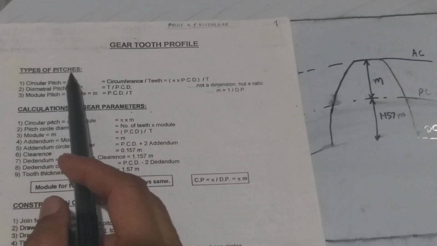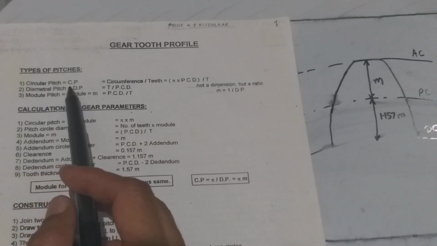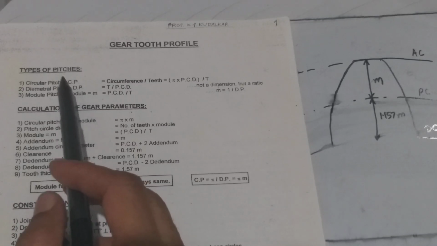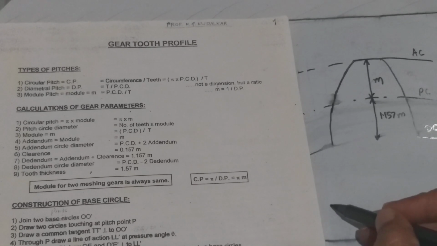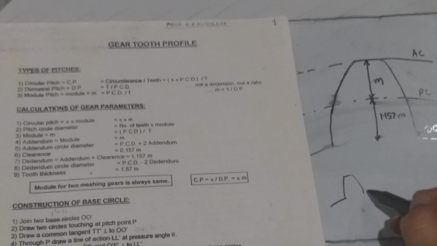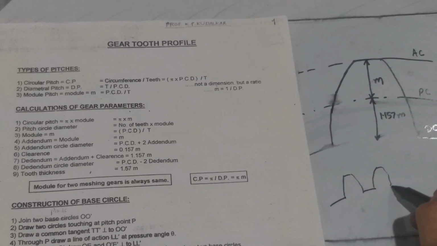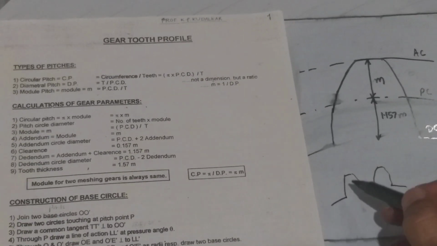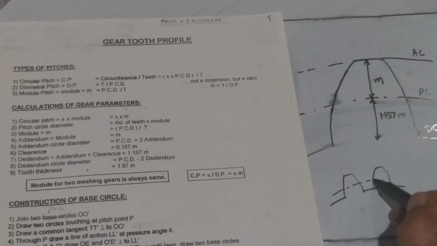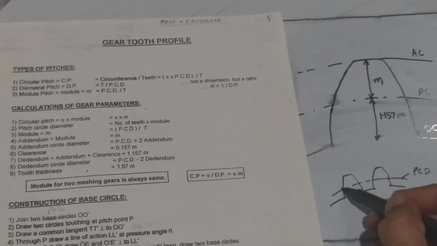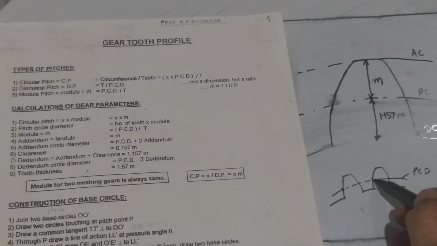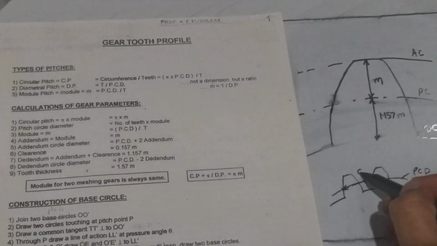So different types of pitches are there. Circular pitch is called CP, and what it means is the distance between two consecutive points on a gear tooth. Suppose I draw one tooth like this, another tooth like this, and so on, then there is one diameter that is called the pitch circle diameter. Along the pitch circle diameter, if you measure the distance between two similar points, one on one tooth and a similar point on the other tooth, this distance is called the circular pitch.